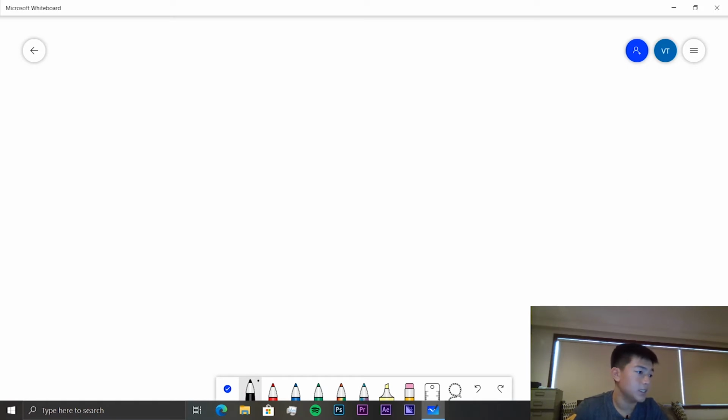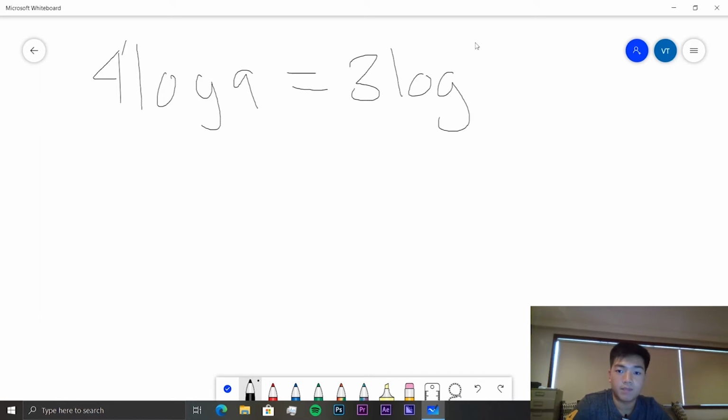Next one, express a in terms of b. 4 log a is equal to 3 log b. And so we need to express a in terms of b. When we don't put a base on the logarithm, that normally means we're using base 10 as the logarithm. In this case, to express a in terms of b, we can divide these logarithms, I guess.